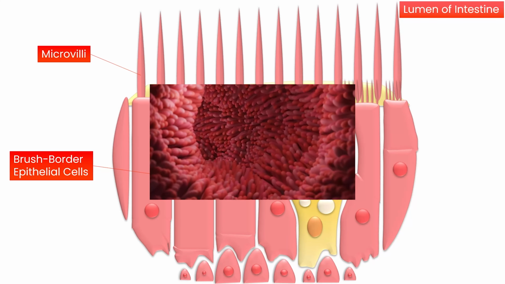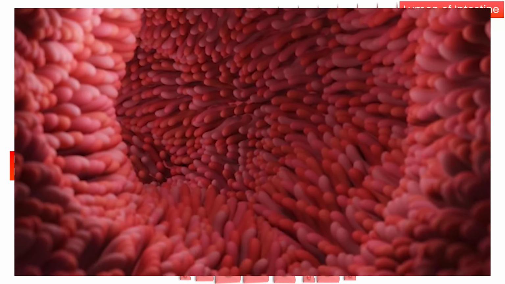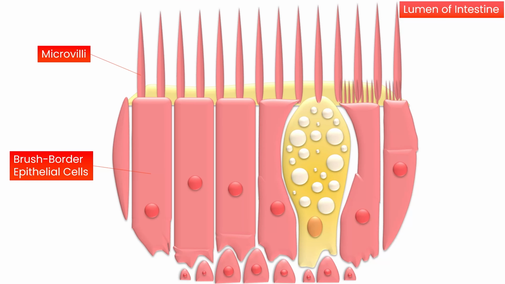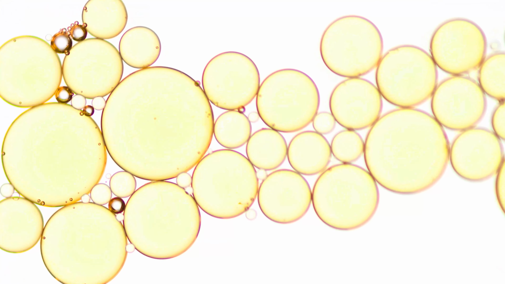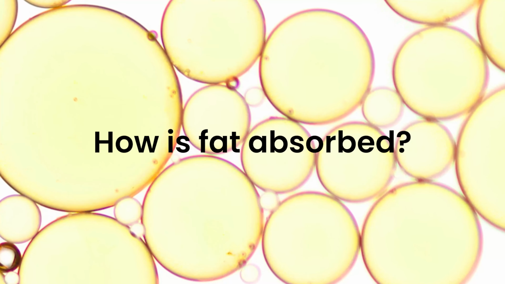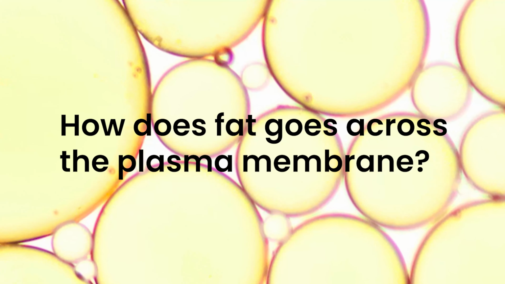So basically you have finger-like foldings which are known as villi, and on the epithelial cells of villi you have cytoplasmic extensions of the plasma membrane that are known as microvilli. So now the question comes, how is fat absorbed? How does fat go across the plasma membrane?